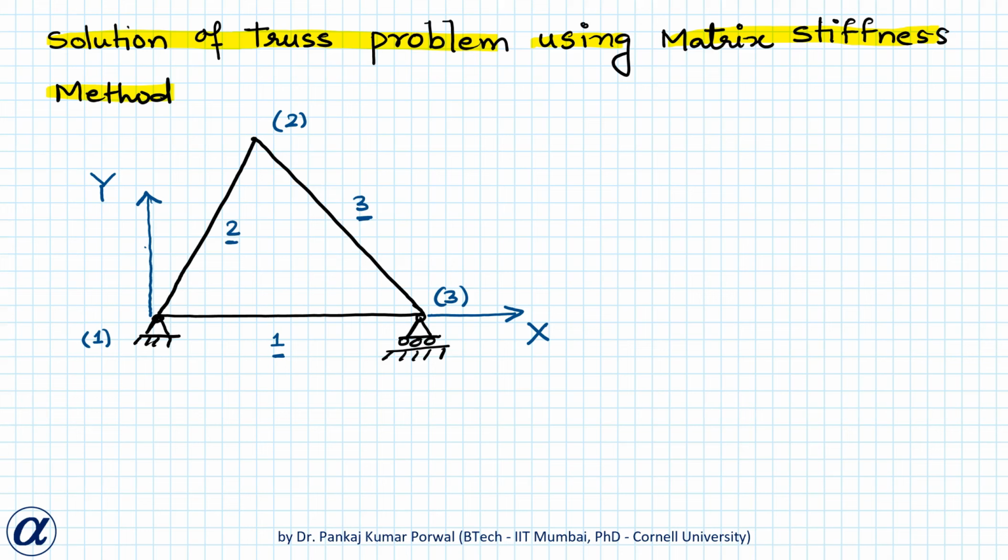So in this truss, I have three joints or nodes: node number 1, node number 2, node number 3, and there are three members. Member number 1 lies between node number 1 and node number 3. Member number 2 lies between node number 1 and node number 2, and member number 3 lies between node number 2 and node number 3.